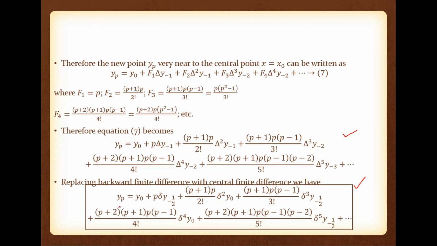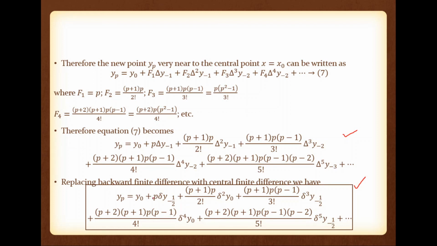How can we remember this one? y0, y minus 1 by 2, y0, y minus 1 by 2, y0, y minus 1 by 2, means starting from y0, then y minus 1 by 2 backward, then y0 backward, y minus 1 by 2, then y0, y minus 1 by 2. What about theta? There is no theta, then theta square, theta cube, theta raised to 4, theta raised to 5. What about the denominator? This is divided by 0 factorial. This is divided by 1 factorial. So that is why there is no denominator. Then theta square means 2 factorial, theta cube means 3 factorial, like that it will go.